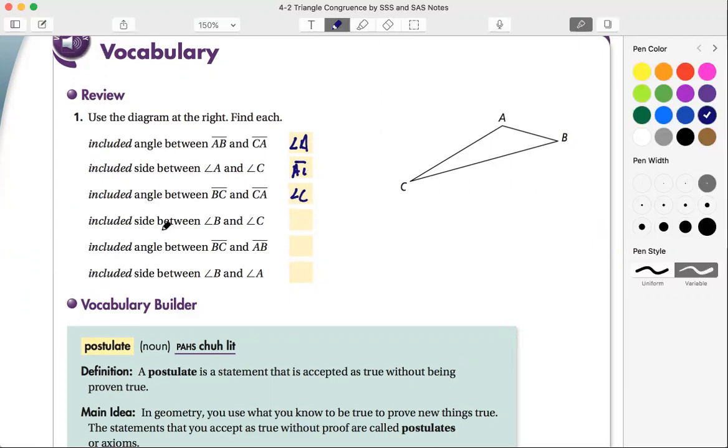What's the included side between B and C? Well, that would be line segment BC. What's the included angle between line segment BC and line segment AB? That would be angle B. And what's the included side between angle B and angle A? That would be line segment AB.